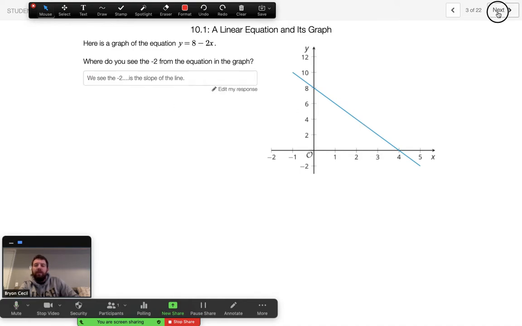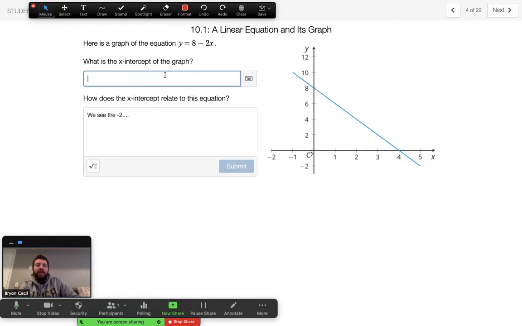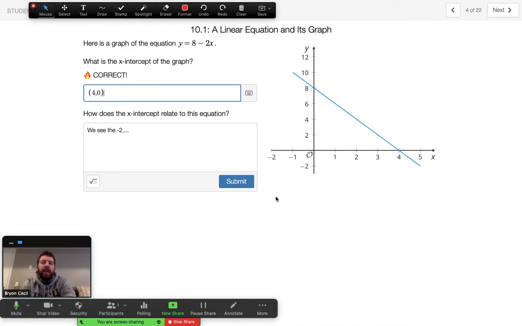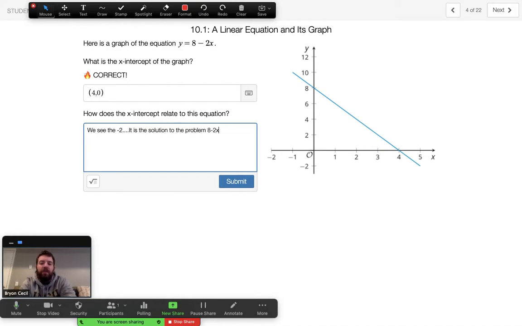So we know that. What is the x-intercept of the graph? That is right here. Remember, we're looking at the x value, and so it'd be 4, 0. And how does the x-intercept relate to this equation? It is the solution to the problem 8 minus 2x. So if I had 8 minus 2x, what makes y 0? It's 4.